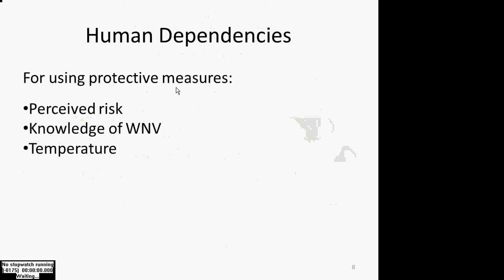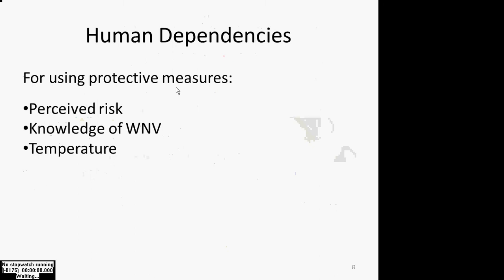If it's a higher temperature, or if it's a lower temperature, also people wear more clothing, and therefore they're less likely to be bitten by mosquitoes. Other things that affect it are whether they're trying to protect themselves, perceived risk, how risky they think the situation is, and knowledge of how West Nile virus spreads, the fact that there is some risk.